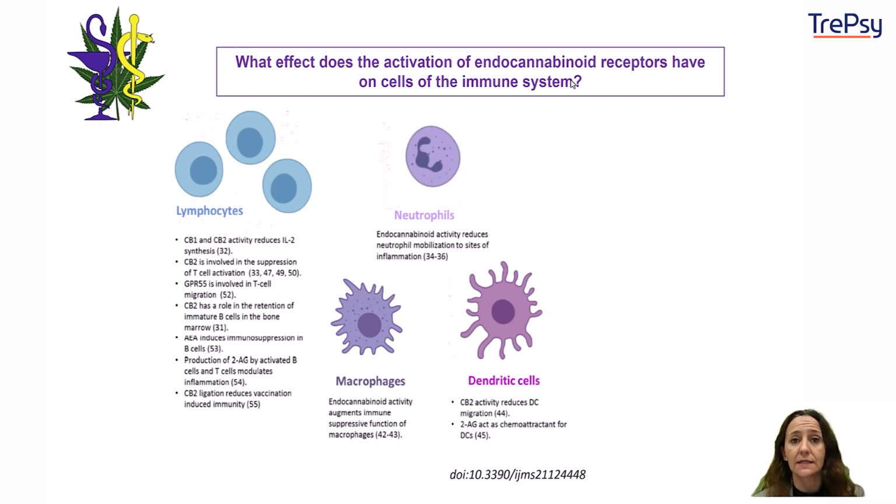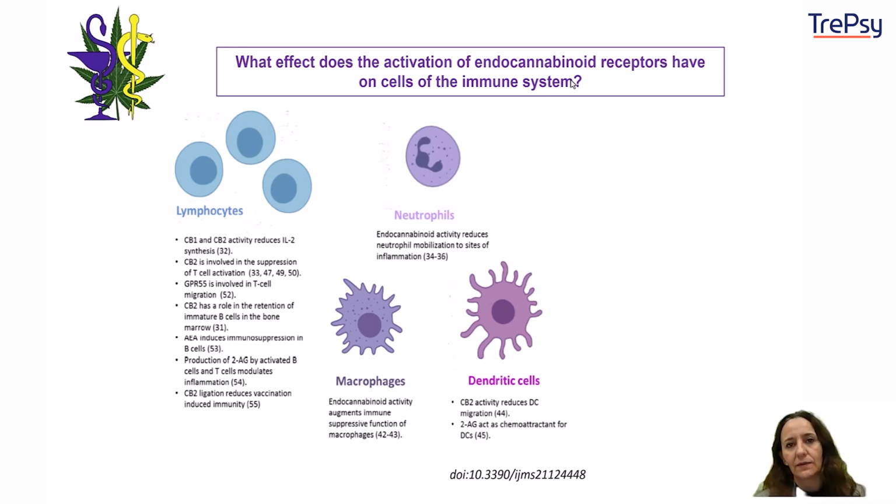As we can see in the second point, CB2 is involved in the suppression of T cell activation, and this is one of the reasons. Also, it is important for the suppression if one cell is proliferating. The importance of CB2 in this cell is that the ligand will achieve the stop in this cell proliferation.